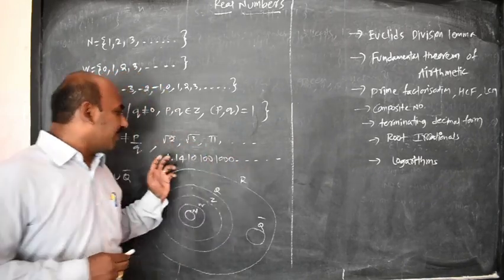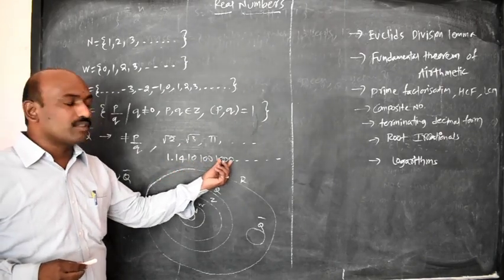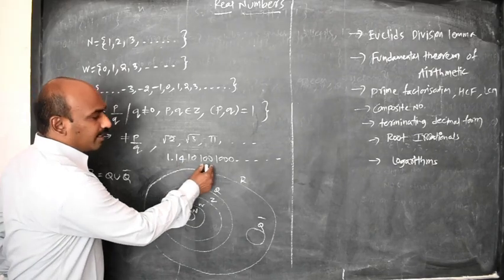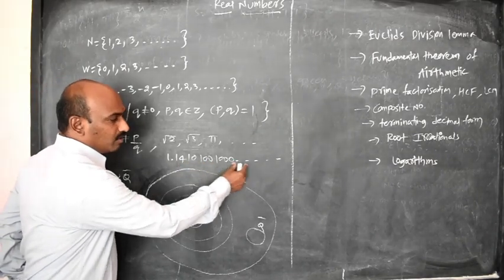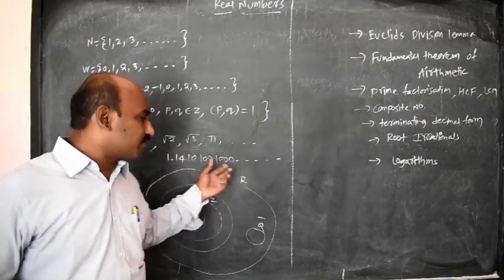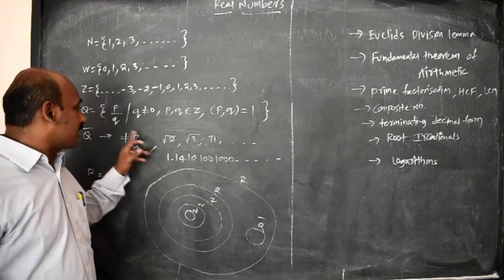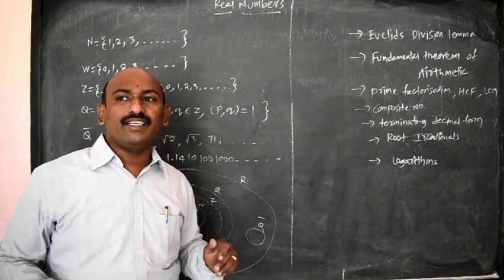And pi, and here 1.1, 10, 100, 1000, like this. Here the block is not repeating. 10, 100, 1000, like that you are getting. That's why this is non-terminating, non-recurring. That's why we call those irrational numbers. And a real number is nothing but the union of rational and irrational numbers.